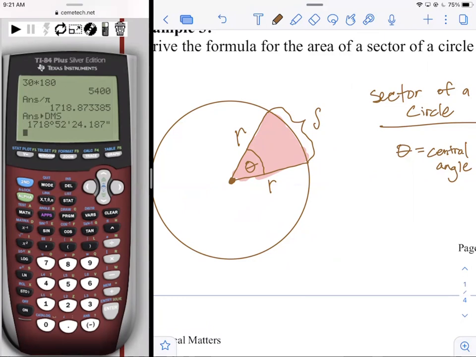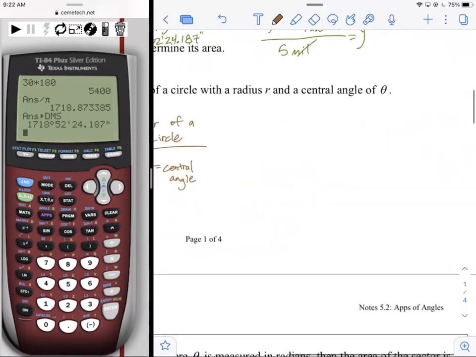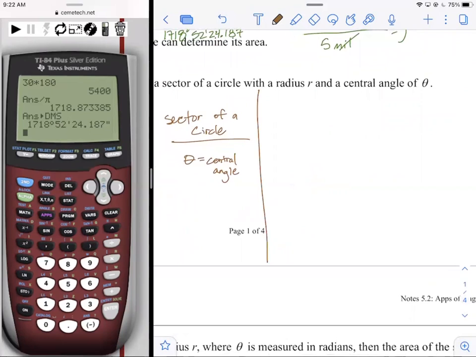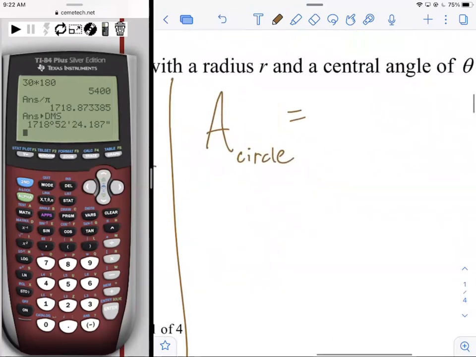Well, what do we know? We know the area of a circle, don't we? You should know that. 2 pi r is the circumference. That's a linear quantity. That's how you can remember that. R would be measured in feet, right? So it's feet. Feet measures distance, that's circumference. Area is a squared quantity, right? So it's pi r squared. R squared would be feet squared or square feet.